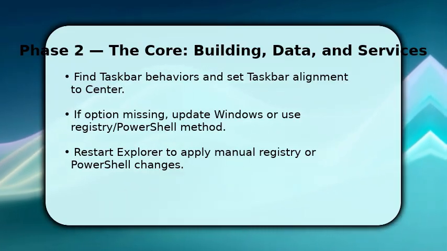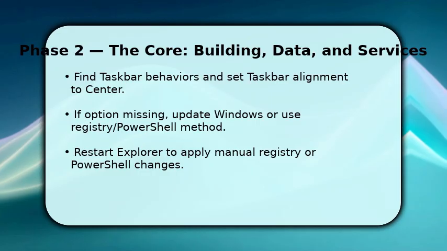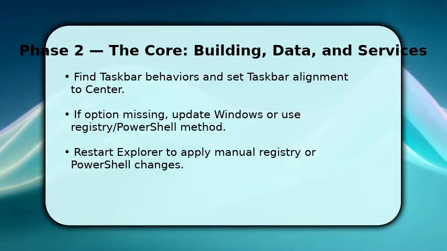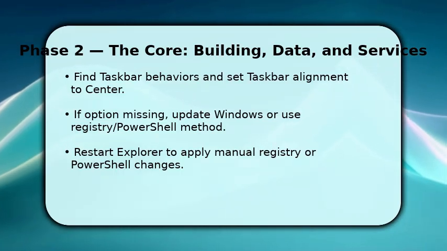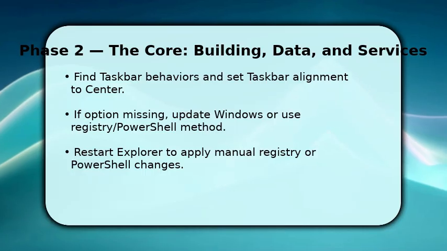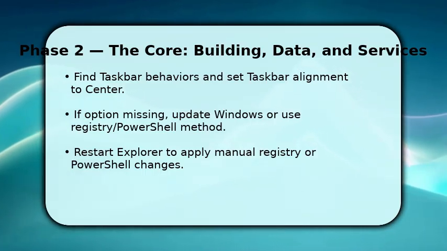If you do not see the option, update Windows first, or apply a registry tweak or PowerShell script to change alignment. Proceed carefully. Once you change alignment via registry or a script, restart Explorer so the layout refreshes immediately.